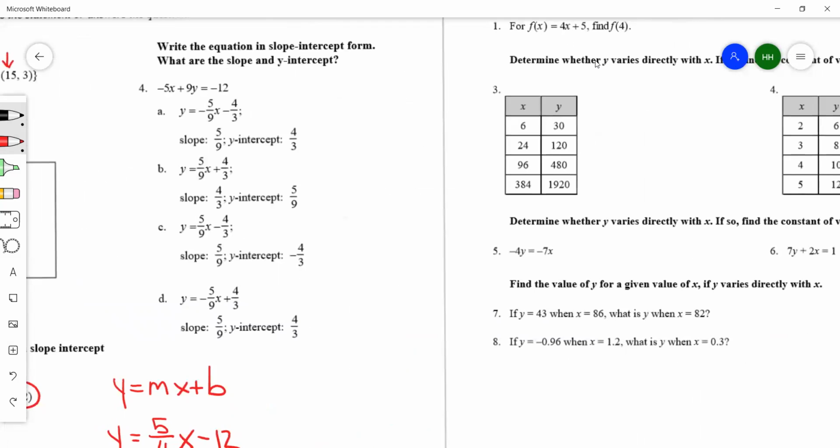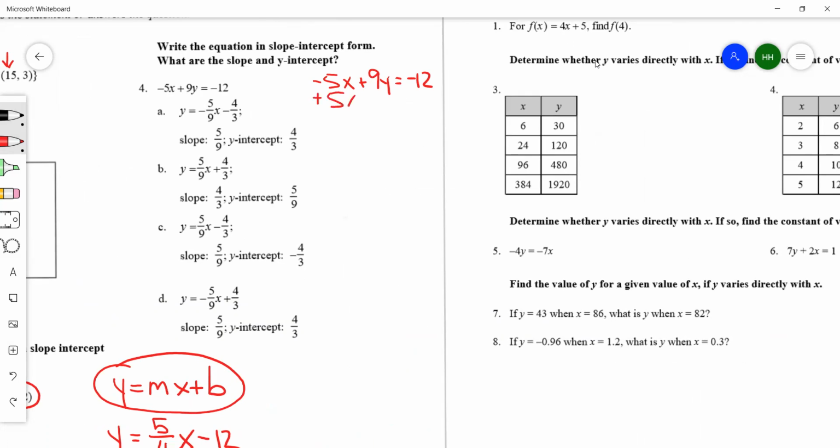Number 4, write an equation in slope-intercept form. What are the slope and y-intercept? We talked about this problem yesterday. This has to be manipulated. Here's what I mean. We got -5x plus 9y equals -12. We got to put it in this form though, down here. We got to put it in y equals mx plus b.